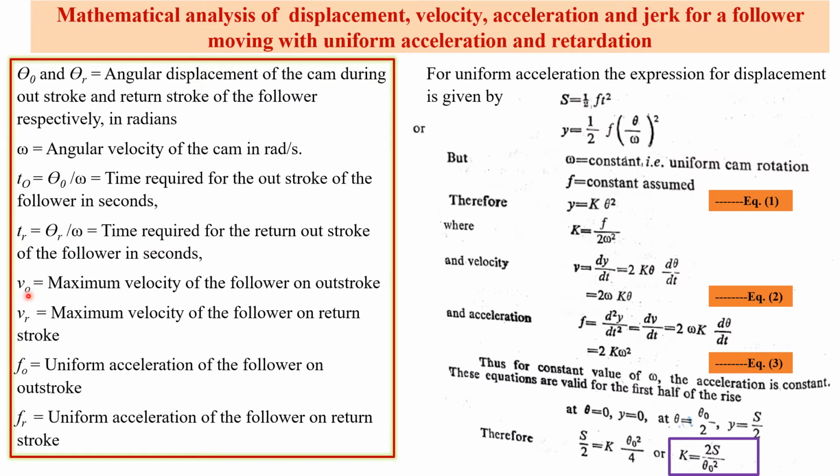V naught is the maximum velocity of the follower during its outstroke, and Vr is the maximum velocity of the follower during its return stroke. F naught is the uniform acceleration of the follower on the outstroke, and Fr is the uniform acceleration of the follower on the return stroke.